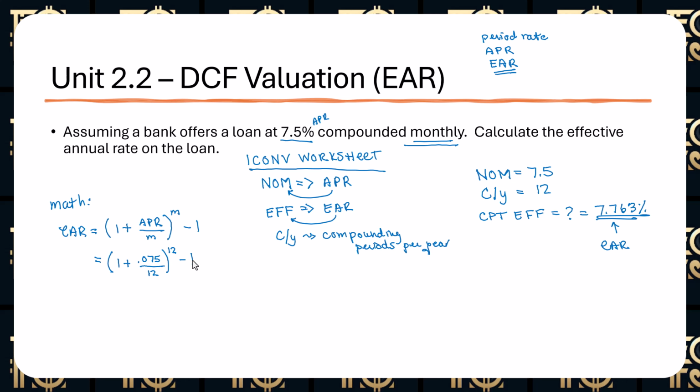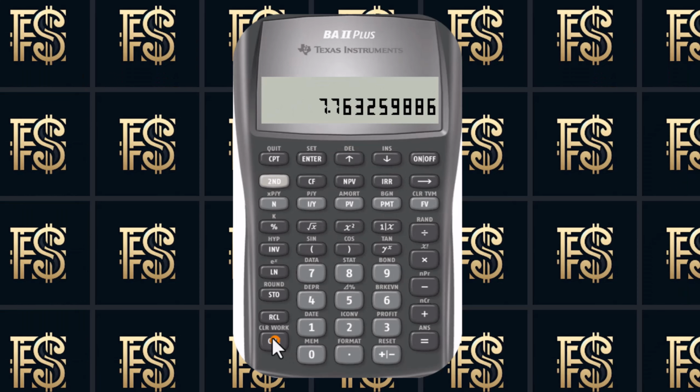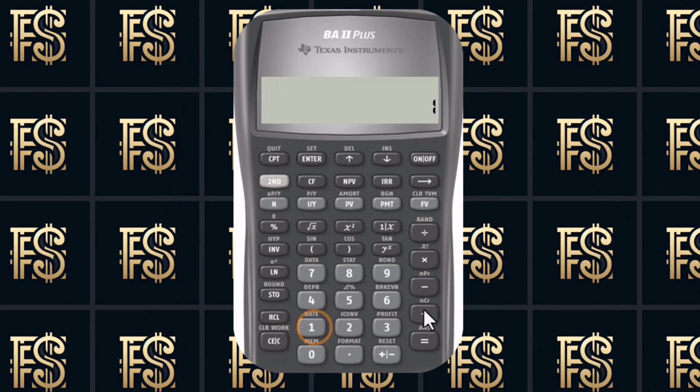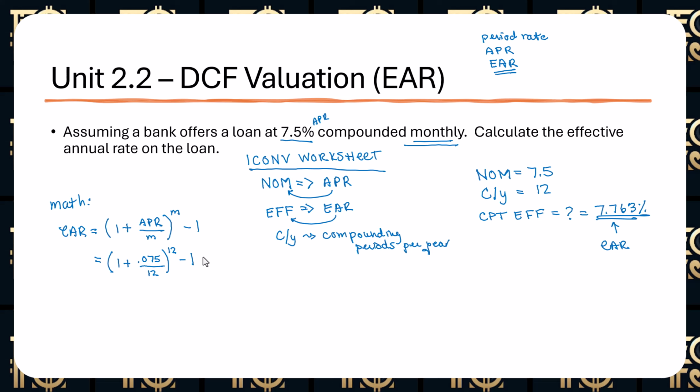Once again, we can do this in the financial calculator. We'll go 1 plus, open parentheses, 0.075 divided by 12. That's going to equal 1.00625. We're going to hit the Y to the X key, type 12 and equals, and then we're going to subtract 1. And we did, in fact, find the exact same answer, 7.763 for the EAR.